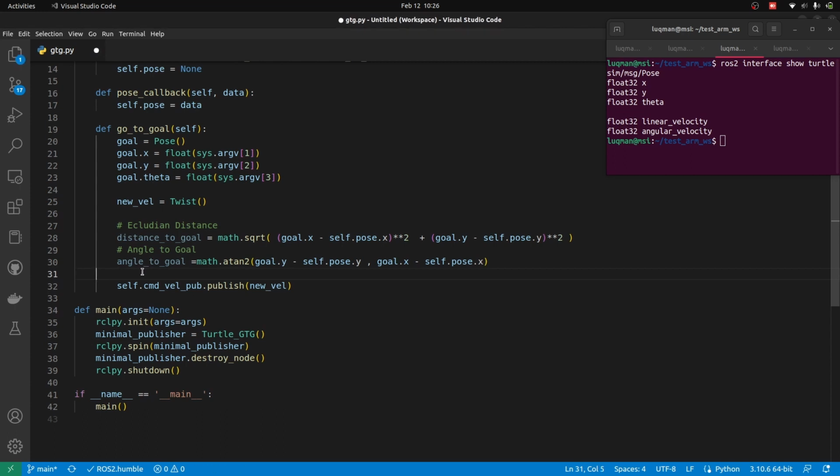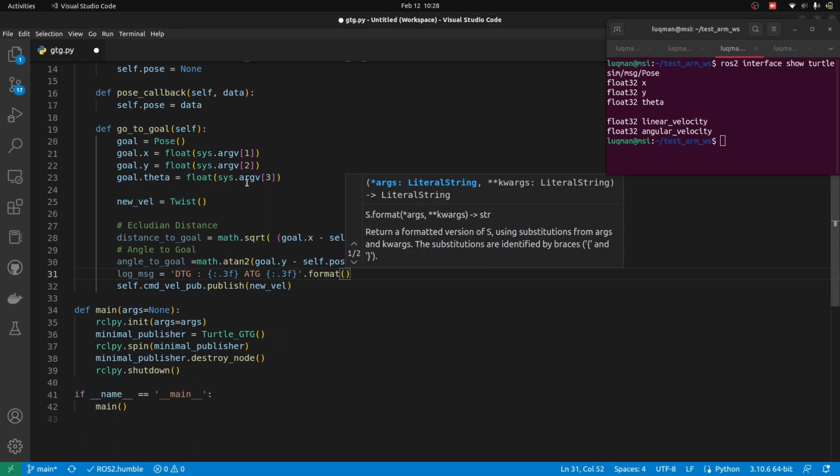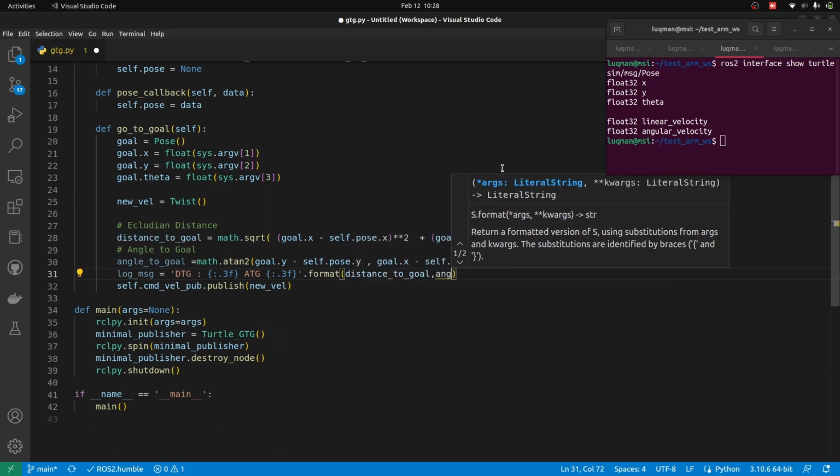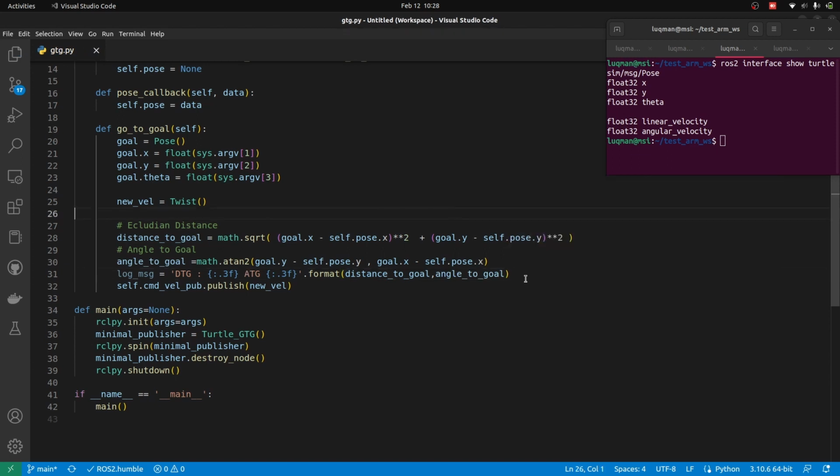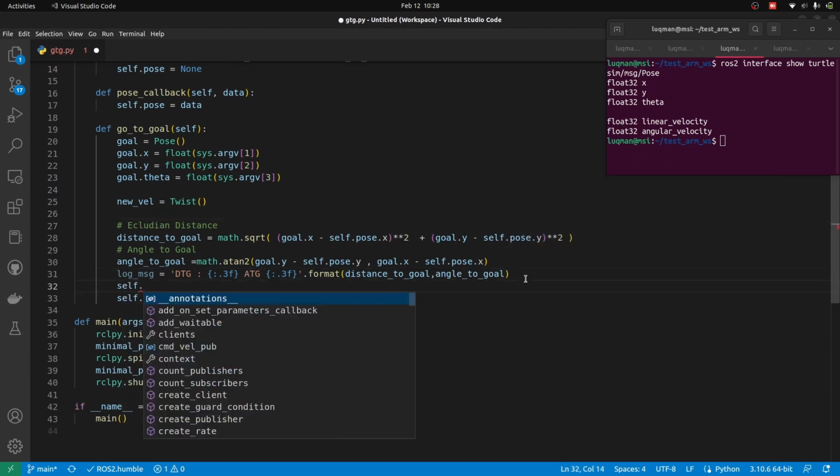We have to now look at the values and understand if they are making sense or not. For that, we are going to just say log message, as it is going to be logging. That message contains two things: a distance to goal, that is going to contain a float value, let's give it 3, and another thing is going to be angle to goal. It is also going to be containing a float value 3 digit. These values are going to be given from this format, and the values are distance first, the second one is angle to goal. These are going to be logged and we have to use the ROS logger.